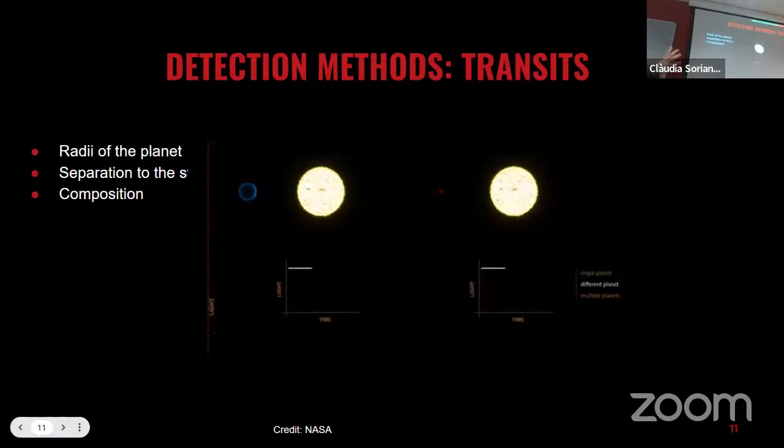according to the amount of light that is covered, it can give us information on the radius of the exoplanet, if we know how the star is. But it can also give us information, for example, about the separation between the star and the planet. Or if we go into the detail, we can also infer information about the composition.